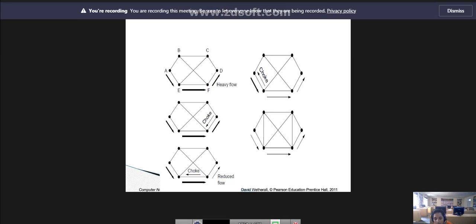So here also we are having heavy flow compared to here, and the transmission will occur from A to E, E to F, F to D. So here I have a heavy flow. Next it comes to the backward choke, again choke. So this is called hop by hop backpressure.